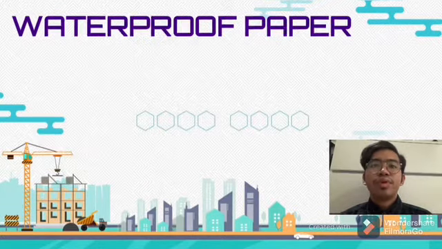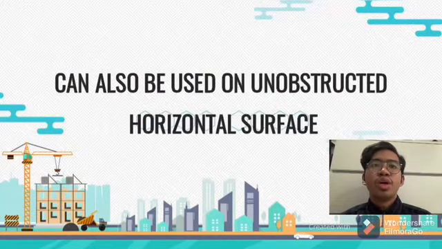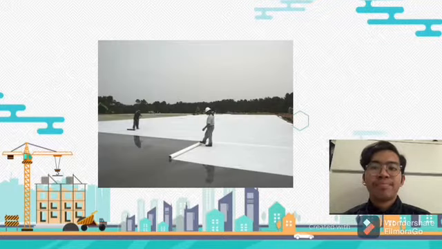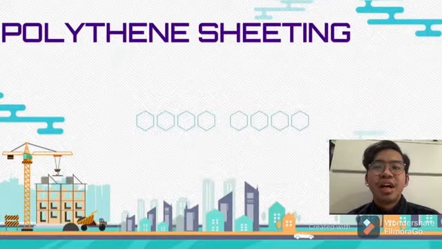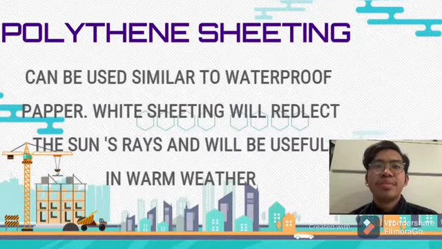Secondly is waterproof paper. Waterproof paper can also be used on a horizontal surface. And lastly is polyethylene sheeting. Polyethylene sheeting can be used similarly to waterproof paper. White sheeting will reflect the sun rays and will be useful in hot weather.